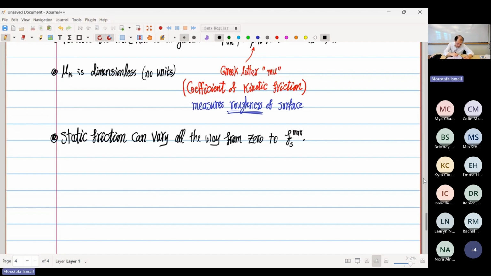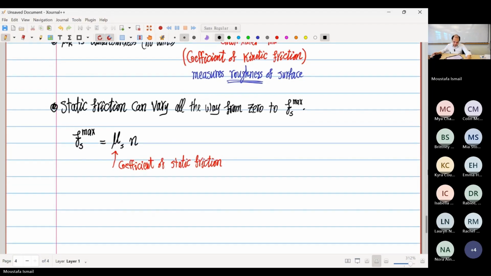Once it gets to a maximum, the maximum value of it is given by the formula mu sub s times N. It's the coefficient of static friction, and N is the normal force. Before it reaches this maximum value, there is no formula for static friction. You have to figure it out using other forces in the problem and equilibrium properties, using Newton's laws and balancing forces. But once it reaches this maximum value, this is the formula it's given with.